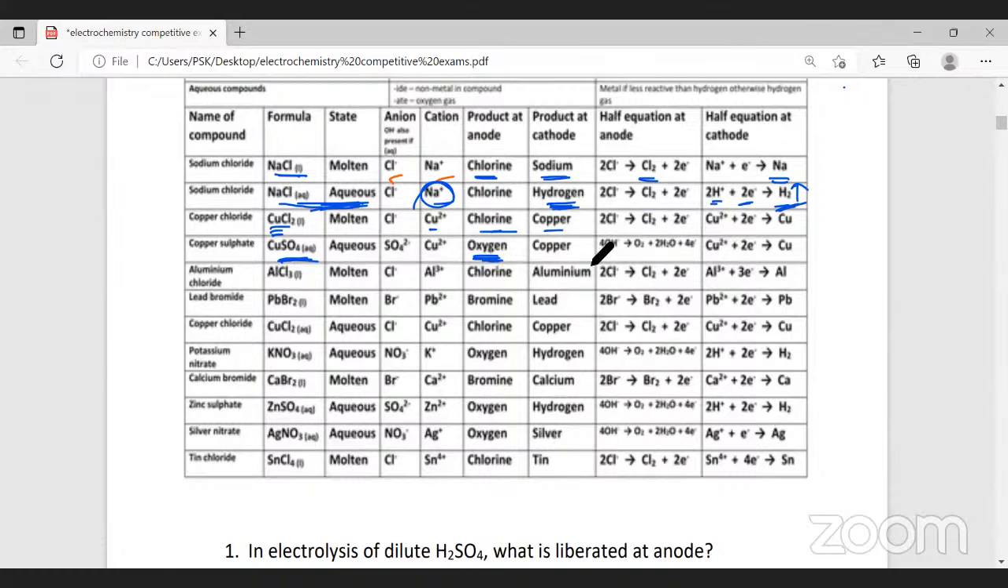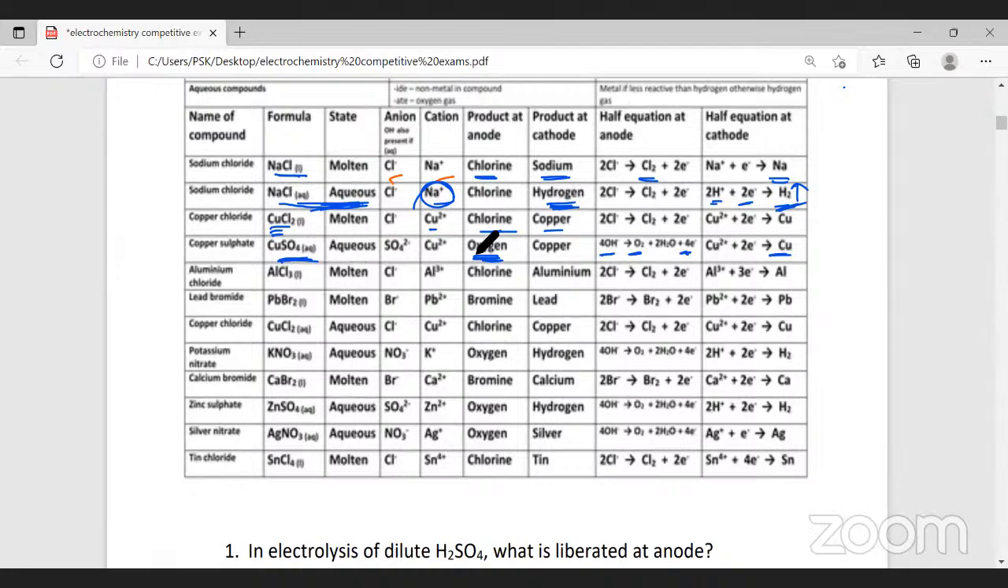Whenever a sulfate salt is there, remember the product liberated at anode is what? Oxygen gas. See, in H2O, water, we have H plus and OH minus. This OH minus ion will move towards anode. At anode, this OH minus ion loses electrons to form oxygen gas. So oxygen gas will be liberated. It's an important question. This chart is important for 1 mark, any competitive exam. They'll ask you. And the metal liberated is what? Copper.